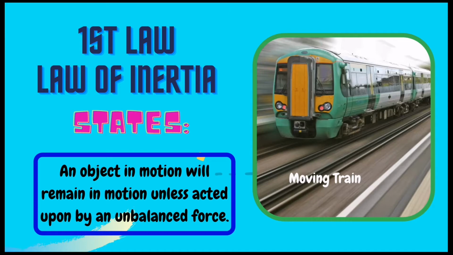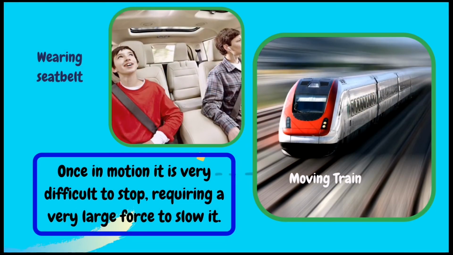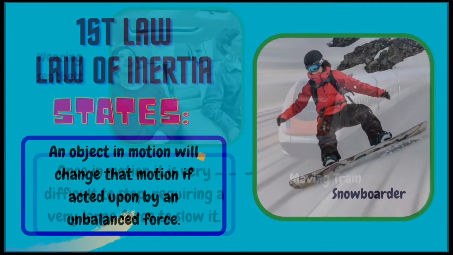Example, a train is a massive object, therefore it has a lot of inertia. Once in motion, it is very difficult to stop, requiring a very large force to slow it. Another example is wearing a seatbelt prevents your body from continuing its motion if the car stops suddenly.